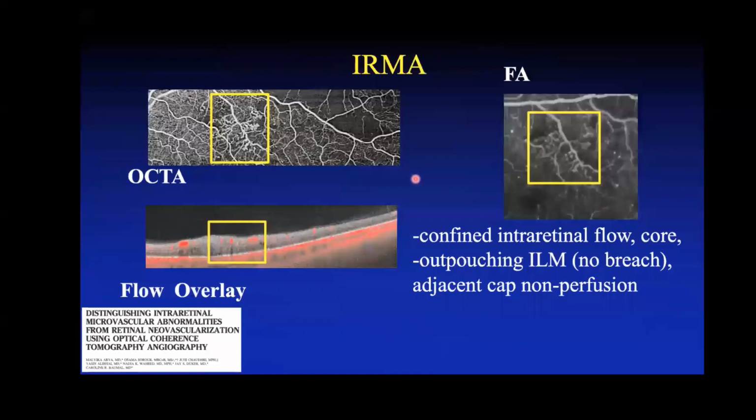Let me show you some examples. Here's a region within this yellow box that we identified with OCTA as irregular flow. And here's the corresponding fluorescein angiogram on the right. We see that there's no obvious leakage. And if we look at the OCTA in the same area, we see that the flow is intraretinal. It has not extended onto the surface of the retina. So this is consistent with IRMA. IRMA shows intraretinal flow. It's often core-like. There might be some outpouching of the ILM, but it does not breach the ILM. And we found that there can be adjacent regions of capillary non-perfusion.